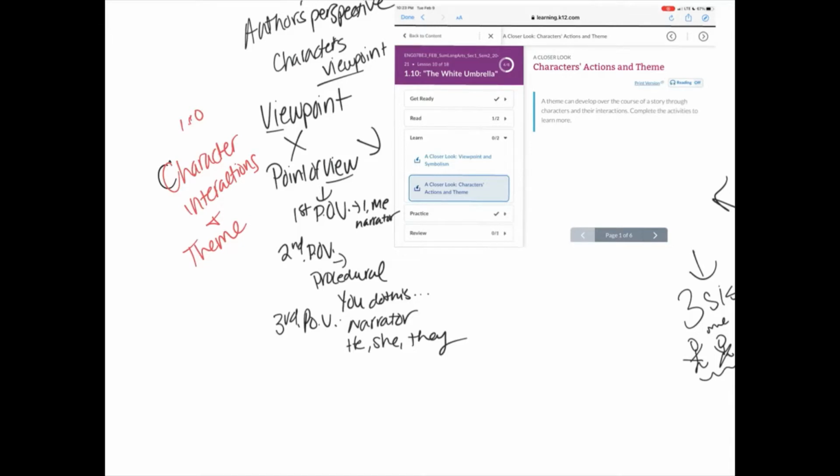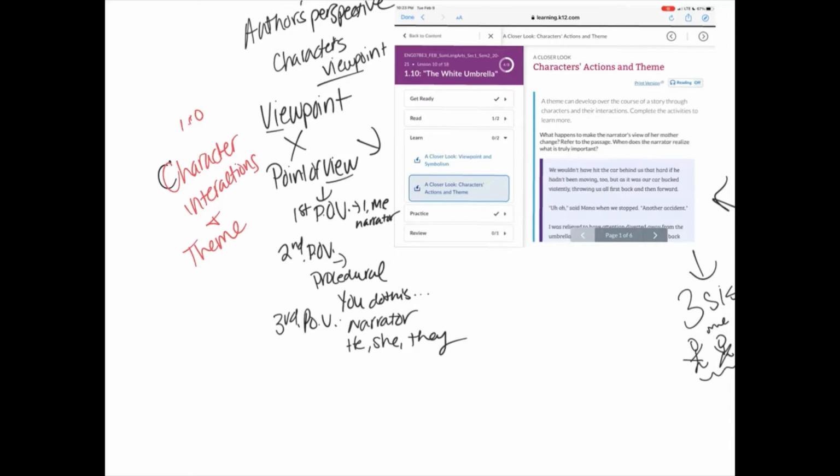Remember, a theme develops over the course of a story through characters and their interactions. So theme doesn't necessarily just appear out of thin air. We want to pay attention to the characters, the interactions, the conflicts, and other parts of the plot that help develop that theme, that overall message.